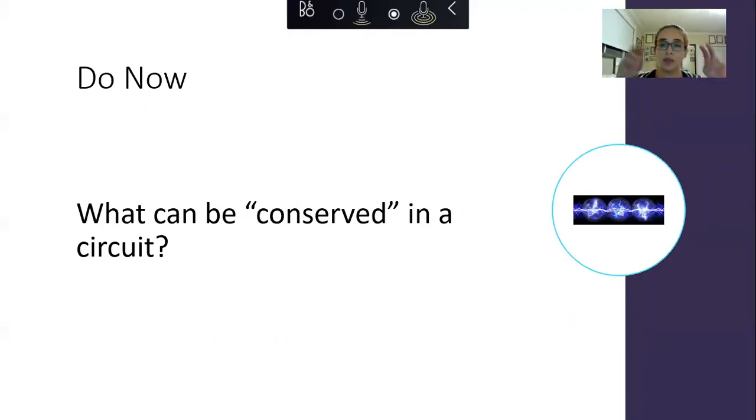What can be conserved within a circuit? Think for yourself, you can answer it in your classwork document. What can be conserved in the circuit? Take the next minute to answer this, and when you're ready, press play to come back.